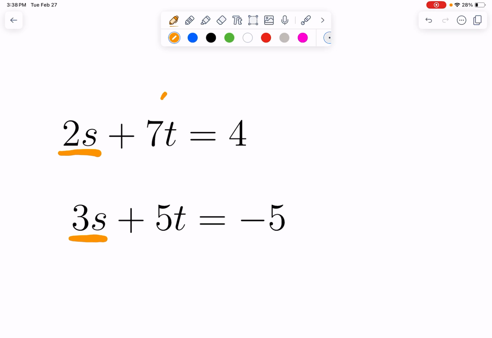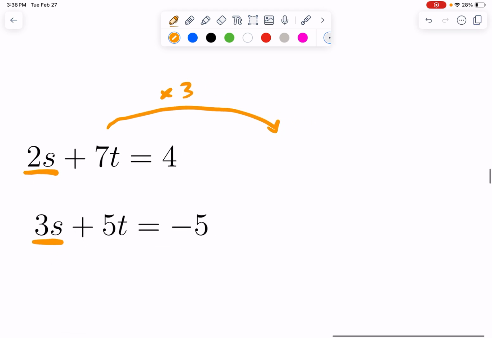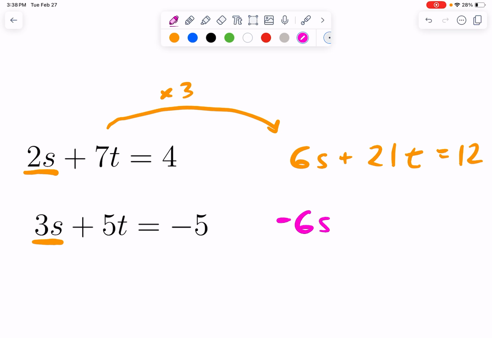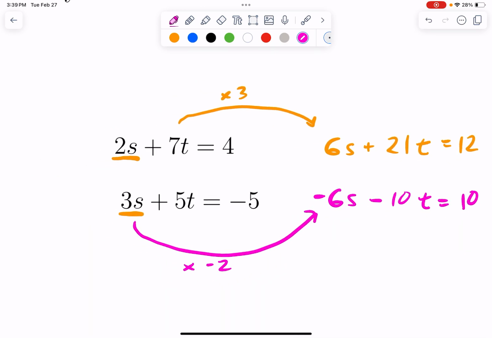So what I could do is I could take my top equation and multiply the entire thing by the number 3. That would give me 6s plus 21t is equal to 12. And I want to cancel that 6s with a negative 6s. I could get a negative 6s if I multiply the entire second equation by negative 2. Negative 6s minus 10t equals 10. Right, this is a little more challenging, but we can still create that elimination if we manipulate these equations.